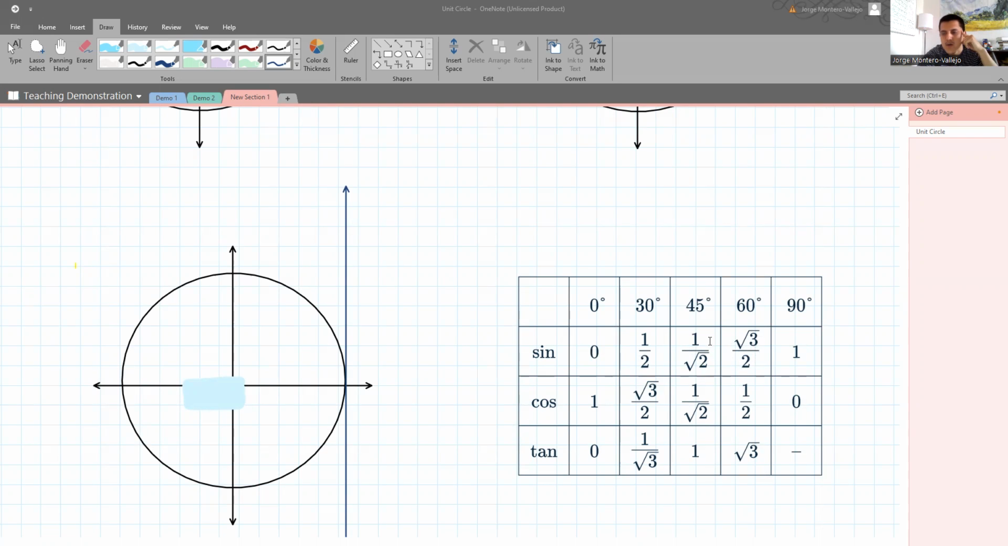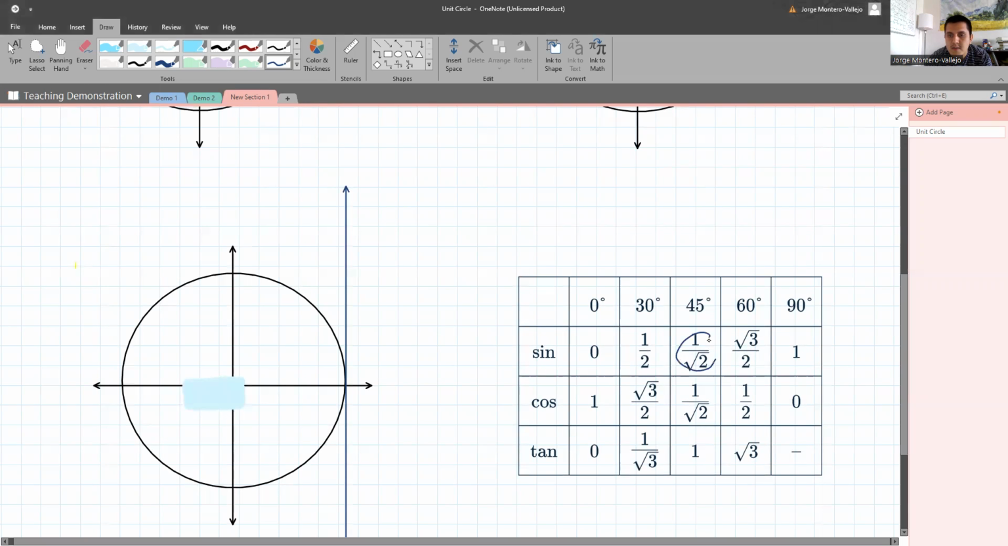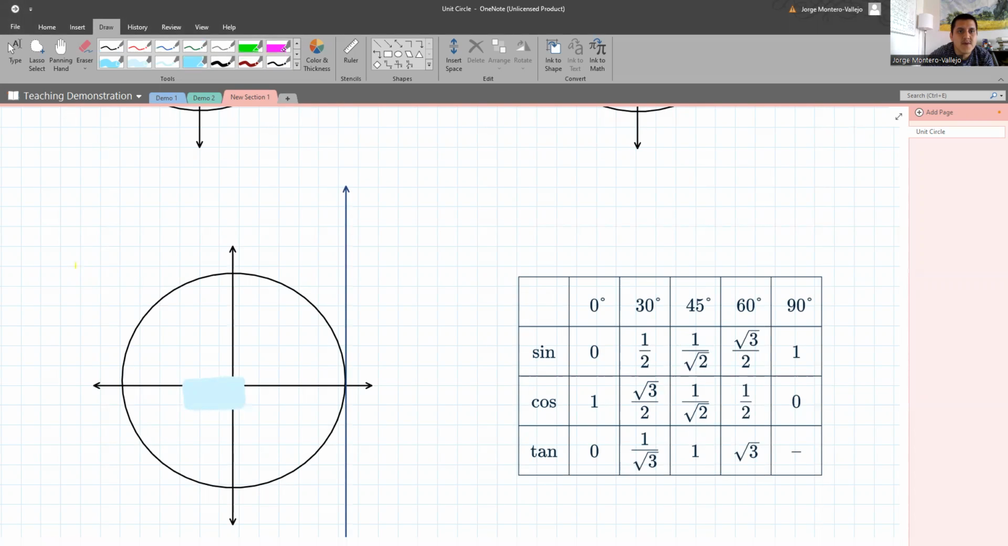Okay, now I want to say something first. In some other tables, and some of you may remember this value here, sorry, I'm going to use the highlighter, the value here for 1 divided by the square root of 2, you remember it more as the square root of 2 divided by 2. But they are the same number, right?